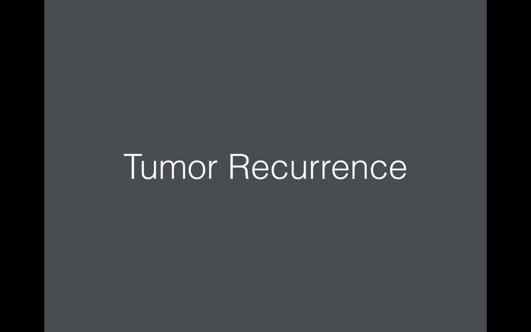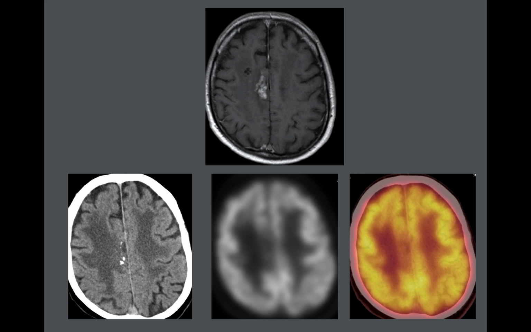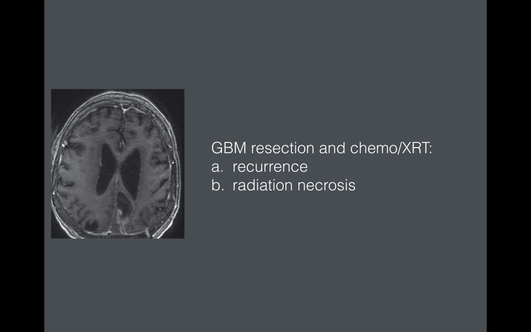All right, so FDG scans can also be used for evaluation of tumor recurrence versus post-radiation necrosis. On MRI imaging, both can look relatively similar, so PET scans can be quite helpful. And you see that in this particular case, despite presence of enhancement on MRI, there is no increased FDG uptake in the area, so this is a post-radiation necrosis.